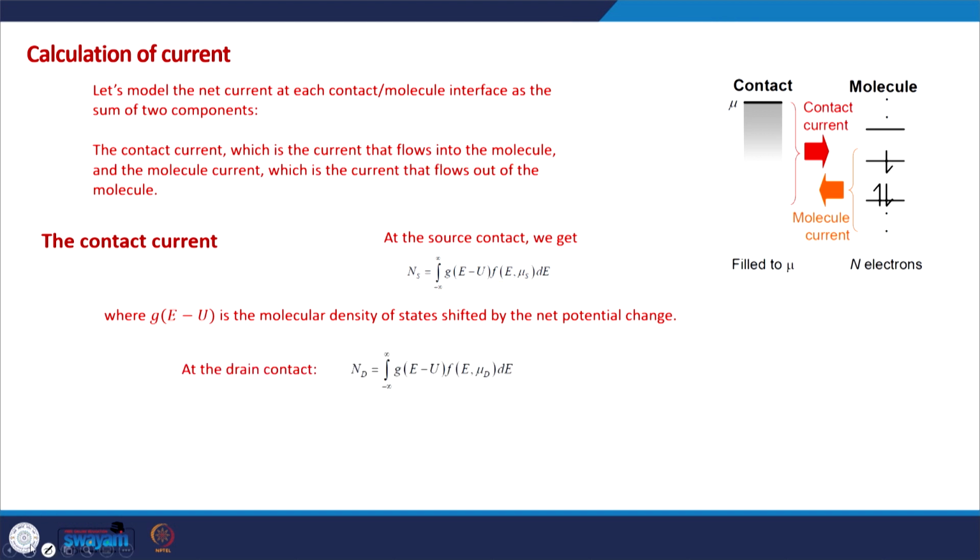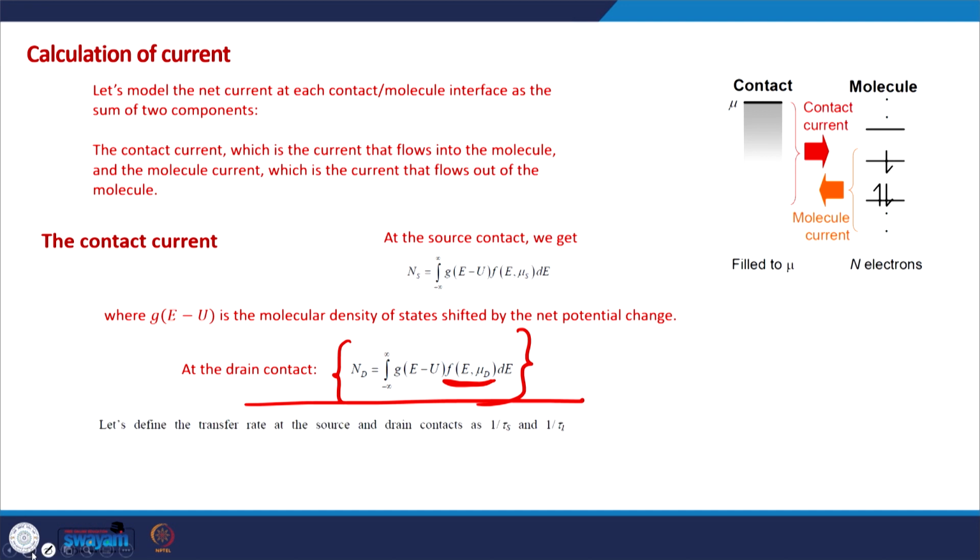Similarly, at the drain contact, the drain would try to fill the quantum dot according to the Fermi distribution of the drain, or it will try to fill all the electronic states up to the drain Fermi level. So the number of electrons available at the drain for current conduction is given by this number. If we define the transfer rates at the source and the drain contacts as 1 by tau s and 1 by tau d, tau s and tau d can also be termed as the transit times from the source contact and the drain contact.